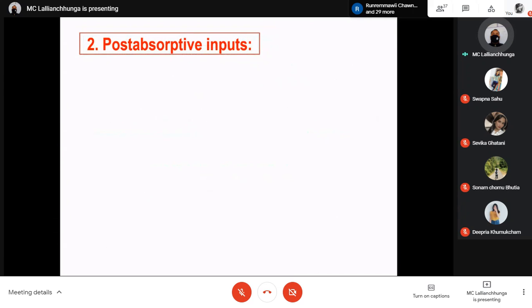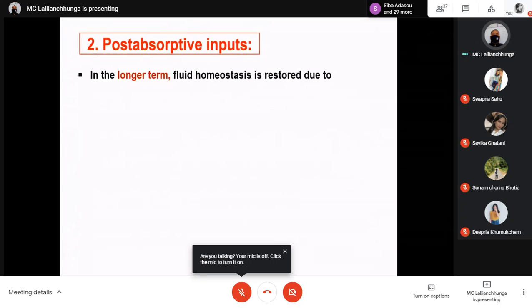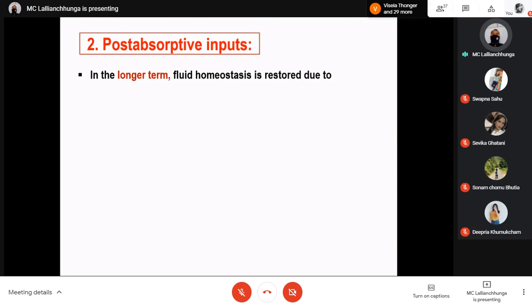Now those are the pre-absorptive inputs. That means before absorption of water into the bloodstream. Now let's see the post-absorptive inputs. So we know that after drinking, water reaches the intestine and large intestine also, and we all know that reabsorption of water takes place in these regions. In the longer term, fluid homeostasis is restored due to absorption of fluid into the systemic circulation.